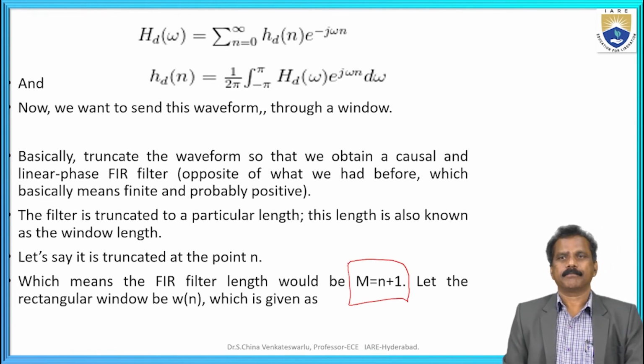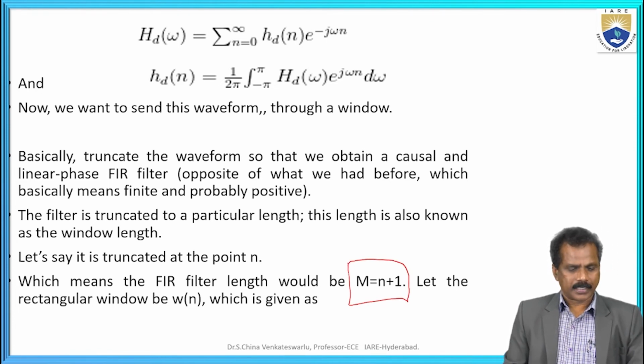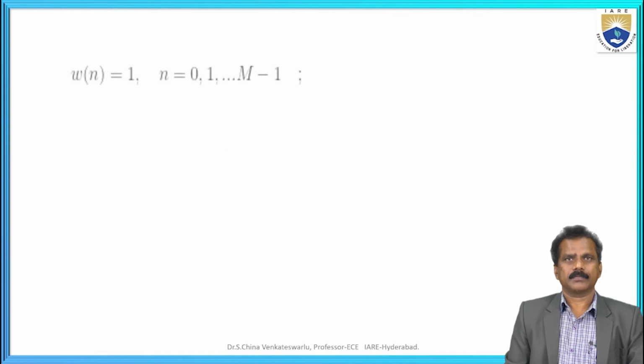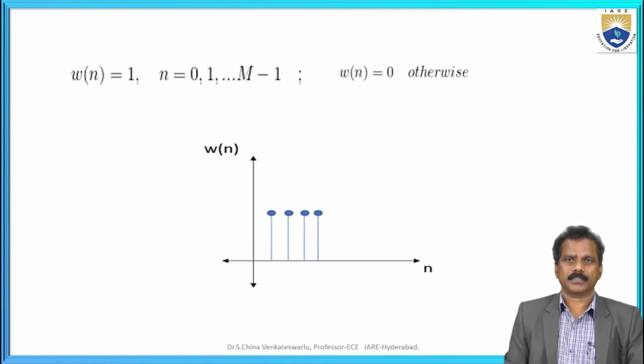Let the rectangular window be W of n, which is given as W of n equal to 1 for n equal to 0, 1, 2, and so on up to n minus 1, and W of n equal to 0 otherwise. This is the waveform of W of n, plotted as n versus W of n.